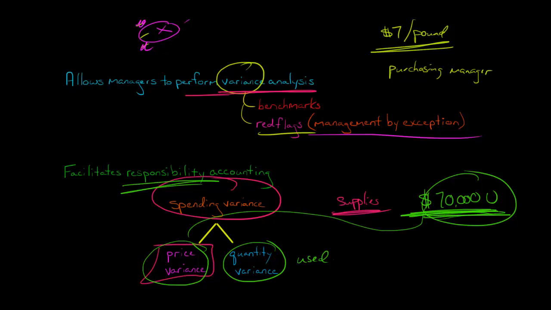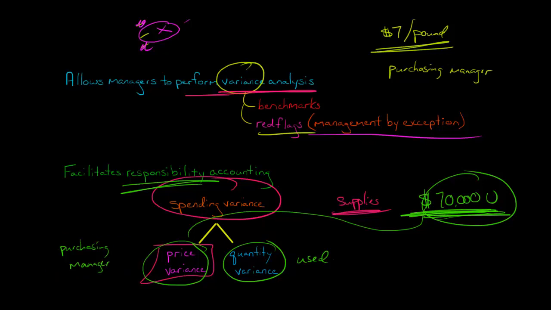So if it's because we paid too much, and it has nothing to do with the quantity that was used, then we would want to speak to the purchasing manager, the person in charge of buying the supplies. And it's not necessarily that they did something wrong. Again, it could have been a shock in the industry, and the price of supplies skyrocketed, and the purchasing manager had no control over that. But it could be that the purchasing manager isn't getting a good deal. Whatever the case, if we drill down and see an unfavorable price variance for these supplies, we would want to speak to the purchasing manager.